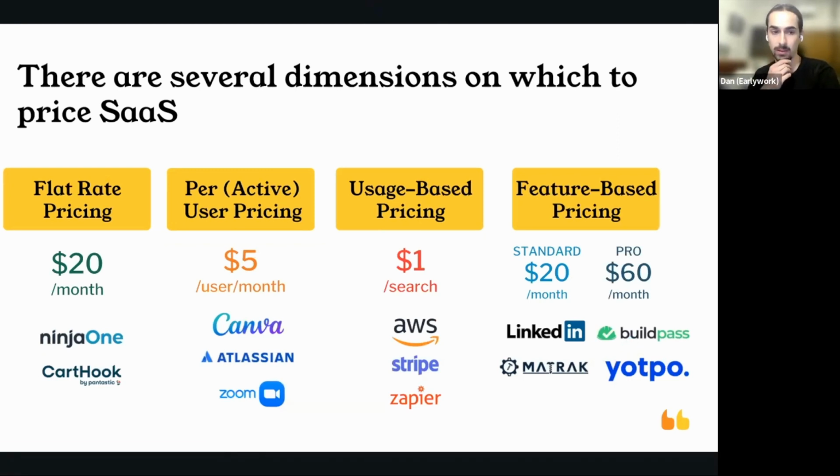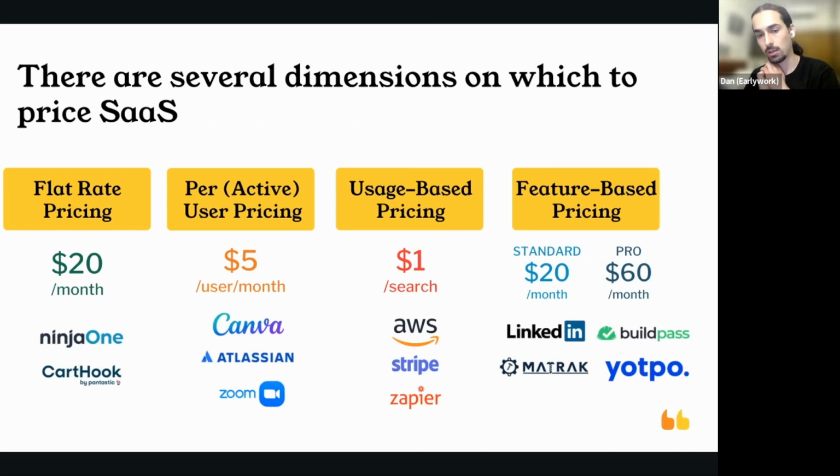I think you guys gave some great ones. In terms of flat rate pricing, it's worth noting this one's actually less common in the tech industry today. Oftentimes they'll try to scale via users or usage or features, but you do see it for some products like Ninja One, one of our partner companies. They just charge $20 for having a certain software for a certain device. Per active user pricing or per user pricing, you'll see Zoom uses that, Canva uses that, Atlassian uses that. Very, very common in team collaboration tools.